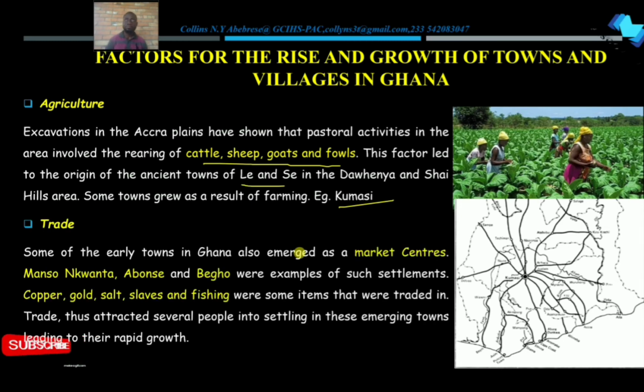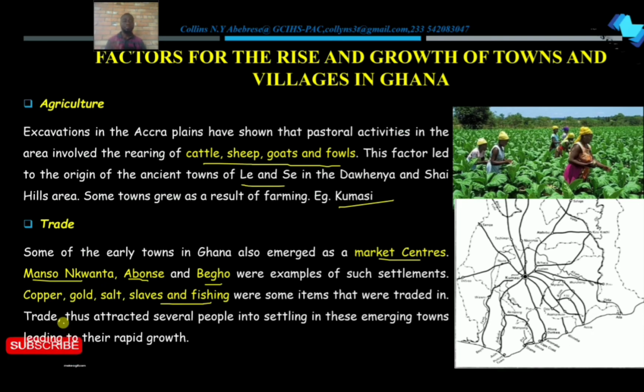Now the next point is trade. Trade also accounted for a large number of towns growing and becoming bigger. Some of these early towns emerged as market centers, where people go to trade. Examples of such were Manson Kwanta, Abonze, and Begho. Copper, gold, salt, slaves, as well as fish were all items that were traded in. Thus, trade attracted a lot of people to settle in those emerging towns, leading to their rapid growth.